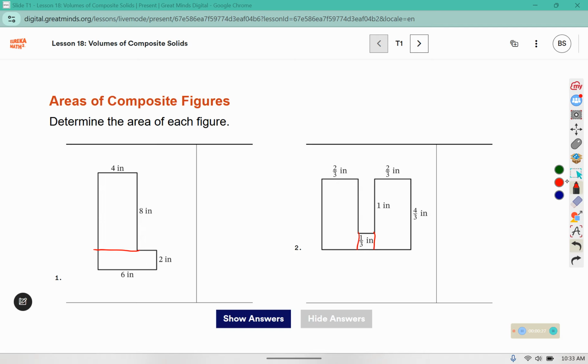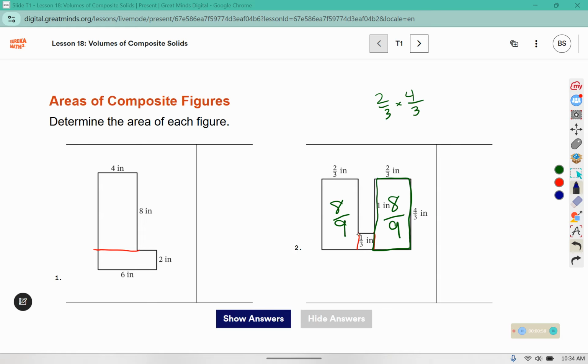Here I can break this up into pieces as well. This rectangle would be 2/3 by 4/3. 2 times 4 is 8. 3 times 3 is 9. This one is the same, so that one is also 8/9.